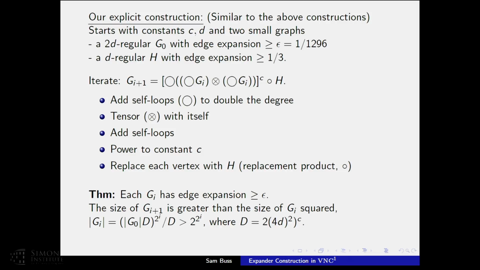The size of G_{i+1} is actually bigger than the square of the size of G_i. The exact formula is given here. But basically, you should think of the size of the graph G sub i as being 2 to the 2 to the i. Every time we iterate this, we square the size of the graph. Okay, so that's the basic construction.